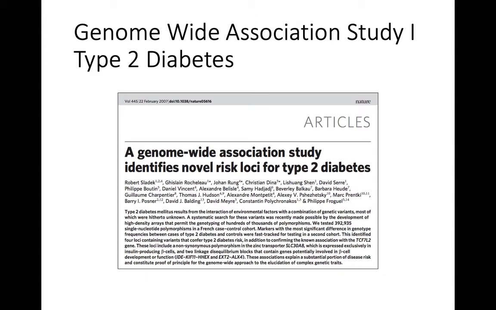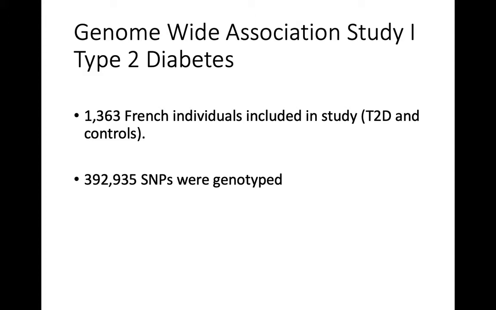Okay, so we're going to walk through a couple of genome-wide association studies. One was done with type 2 diabetes. This is a paper that came out a few years ago: A genome-wide association study identifies novel risk loci for type 2 diabetes. In this experiment, 1,363 French individuals were included in the study, split between individuals that have type 2 diabetes and controls that didn't. And 392,935 SNPs were genotyped. These are the single nucleotide polymorphisms that are in the genotyping array.